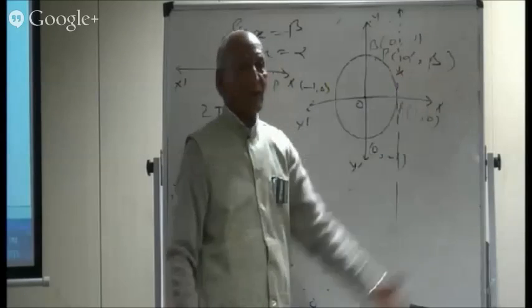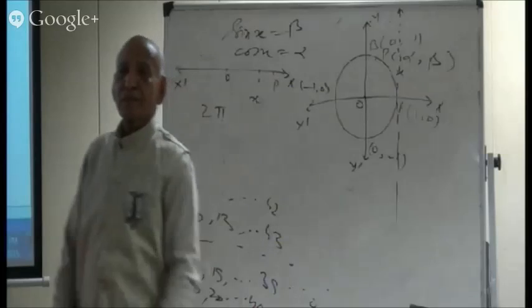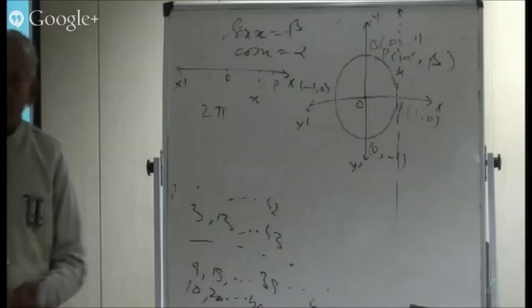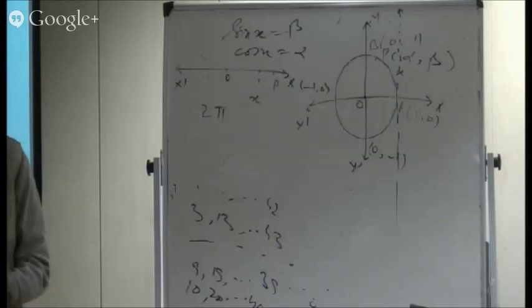And the y coordinate, we call it as sin x. Simple. Cos x, sin x. So this x coordinate, we are calling it as cos x. Y coordinate, we are calling as sin of x. That is the type of situation.